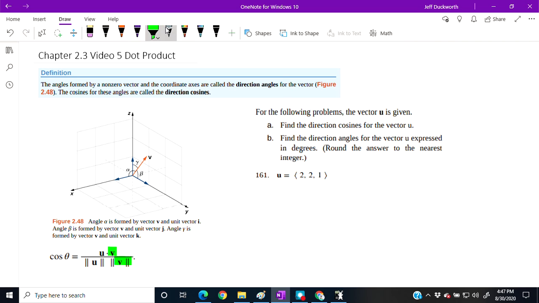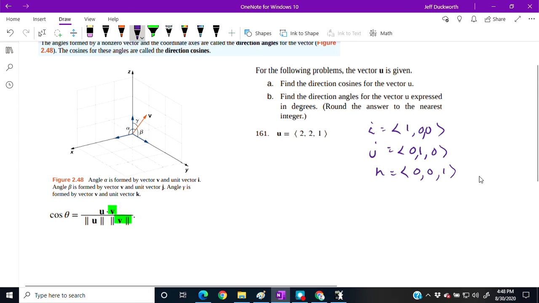All right, so let's take a look at this problem here. We want to find the direction cosines and then the direction angles. We'll just do them all in one. So here we're using alpha, beta, and gamma. Note that i is 1, 0, 0, and k. So we're going to formulate this u with each one of these to get the three answers.